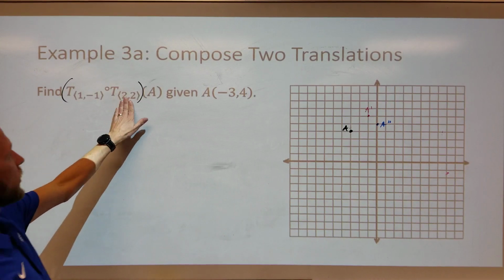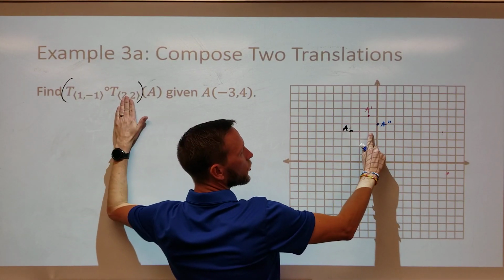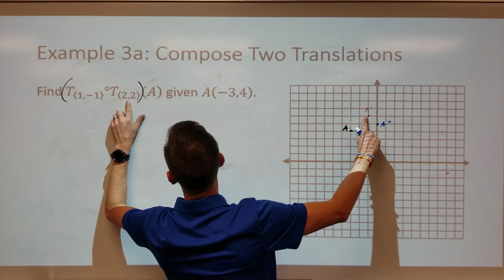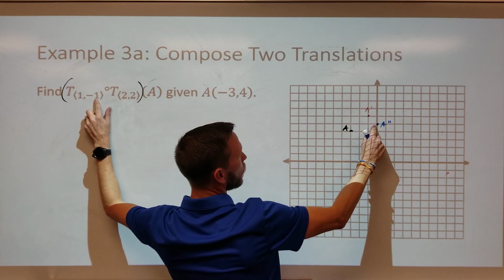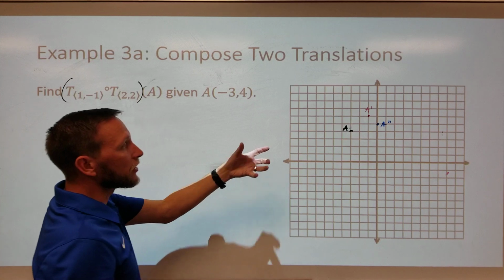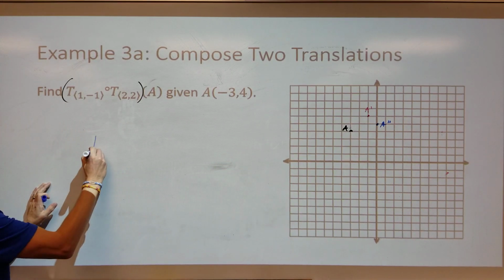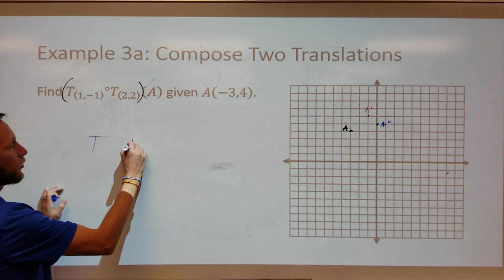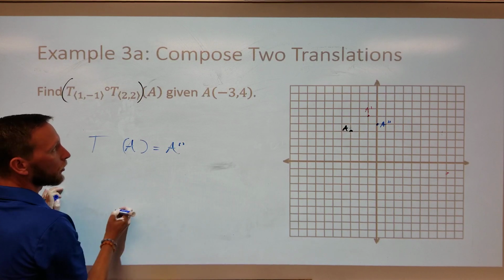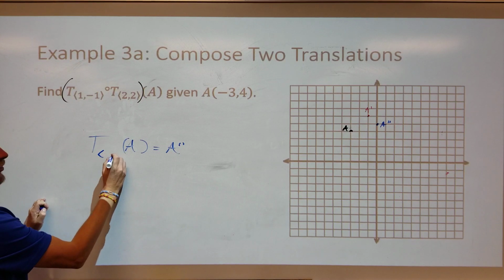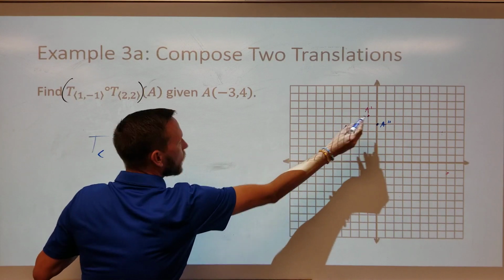So what this does is that we do the first one where we go over 2, up 2. Then I go over 1, down 1 from there. Obviously, I can rewrite this as a single translation of point A to get A double prime. And that translation is to the right 3, up 1.